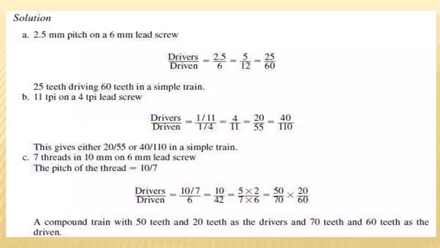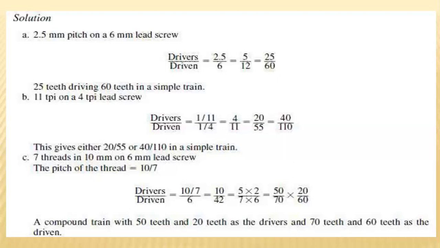So calculating this, we have the nominal formula as an initial case. 2.5 mm pitch on a 6 mm lead screw. So here the driver is 2.5 and driven is 6 mm. So 2.5 by 6, changing its float value to the normal value, 5 by 12, is equal to 25 by 60. So even it can be calculated with respect to float value also. Nothing but 25 teeth driving 60 teeth in a simple train.